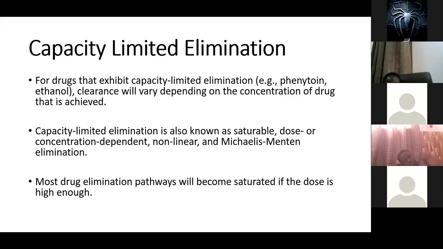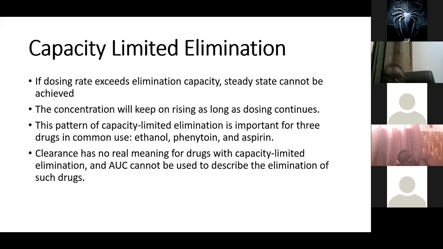And most of the drug will become saturated if the dose is high enough. So if the dose exceeds the elimination capacity, then the steady state cannot be achieved. What this means is that if the dose is higher than the ability of the body to clear the medication, then you never have a steady state. So the concentration of the medication will keep on rising as long as you keep dosing the medication.